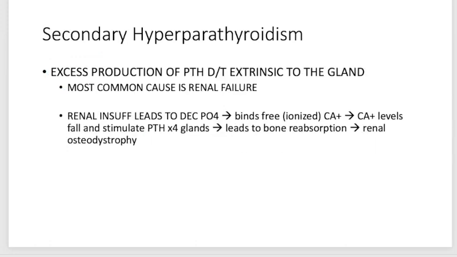You can have a secondary hyperparathyroidism, and this is related to renal failure, and that's going to have excess production of PTH due to that issue with the decreased phosphorus. So your renal insufficiency leads to decreased phosphorus, which binds free calcium, calcium levels fall, stimulating the parathyroid, which leads to bone resorption, and then renal osteodystrophy.